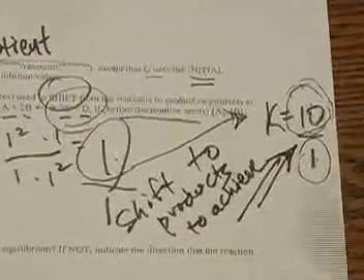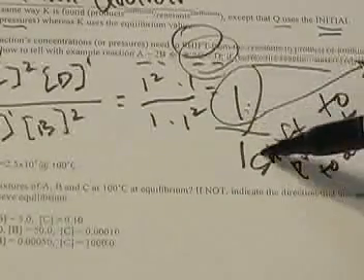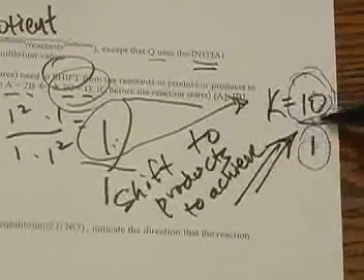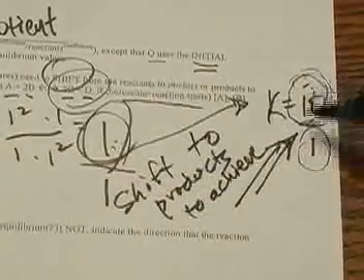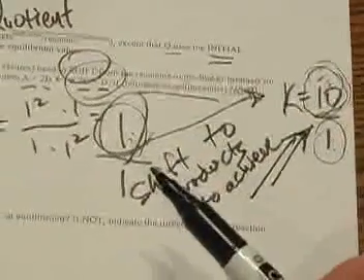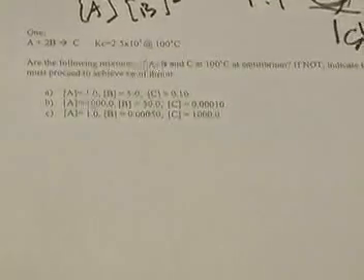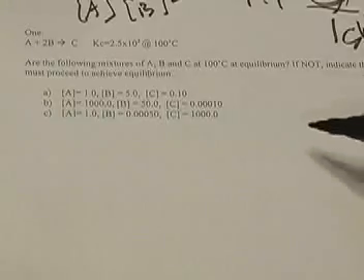So if you're wondering which way to shift with Q once you've calculated the quotient, always write it as some number over 1, and then compare it to K as some number over 1, and ask, what's bigger, K on top or K on bottom? And you always have to get Q to look like K. This example problem right here gives us 3 scenarios where we calculate Q, and then after calculating Q, we can decide what we'd need to shift, products or reactants, to achieve the equilibrium constant.